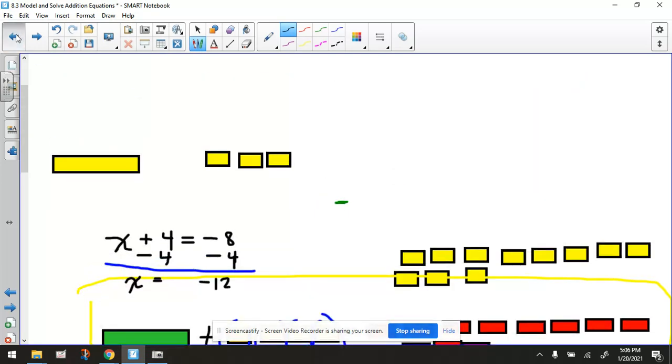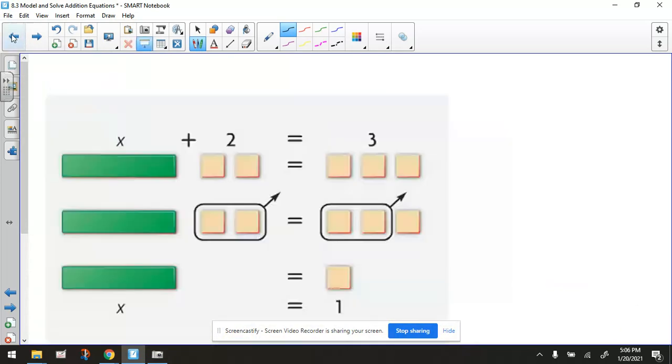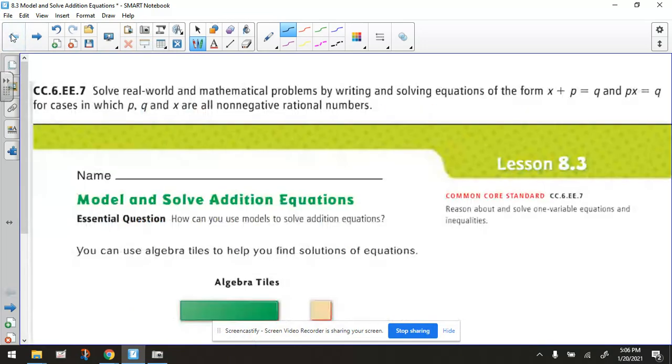All right, so I think that's a good introduction to this lesson, which was on, let's go back to the title. This is lesson 8.3, Model and Solve Addition Equations.